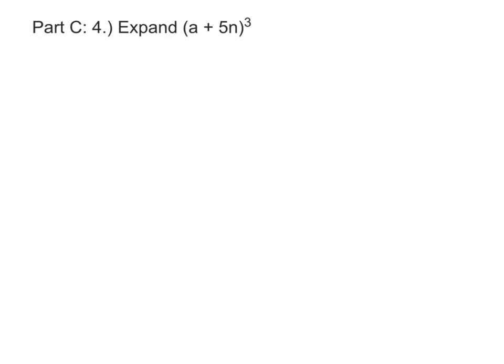To expand, showing 3 lines of work, we're going to use the binomial theorem. And in the first line, every term is going to look the same. We'll start out with the combinations and the power. The very first one, we'll start with 3 choose 0. Then a will be taken to the third power, and this 5n will be taken to the 0th power.